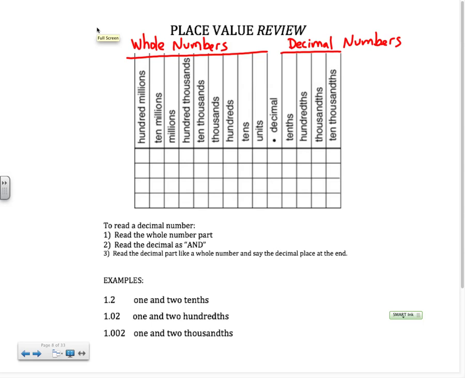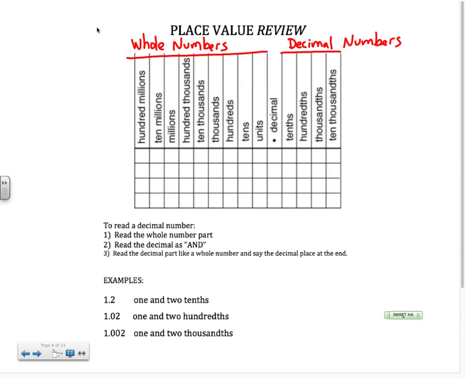Hopefully this is a review for you. Let's just look at the names of the places and then we're going to review how to read decimal numbers. This will be important when we change fractions to decimals and decimals to fractions.